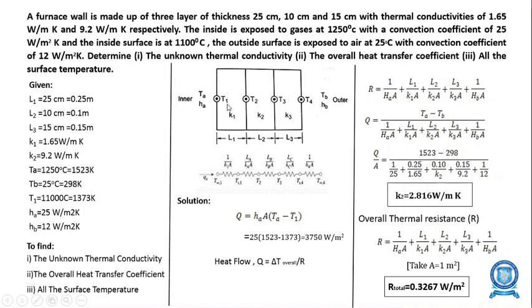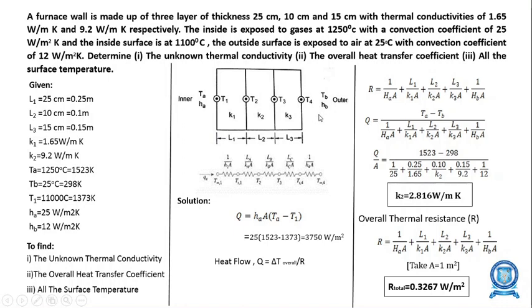Here I am differentiating because we are having three different layers. I am differentiating with the numbers in the suffix, L1 by K1A for the first layer, because area we are considering as 1 meter square. Therefore, area is same for all the layers. And plus the second layer, it is a conduction. Therefore, L2 by K2A. And the third layer is also a conduction. Therefore, L3 by K3A, plus the outer surface, the convection happens. Therefore, 1 by hB. hB represents the outer surface.